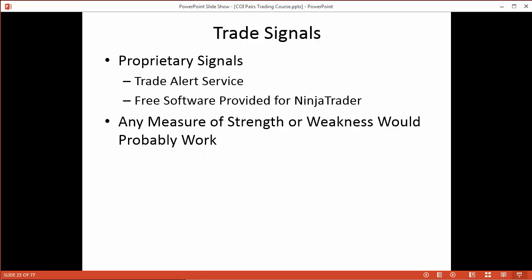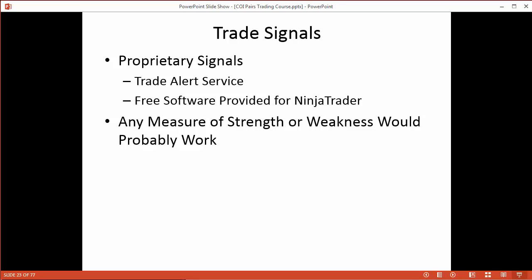The other way we filter our list of stock pairs is from the signals we generate. Our trade alert service will alert you to situations where pairs are ripe for entering, and also will give you the exit signals when it's time to exit a pair. Now the entry is based on some proprietary signals that we've developed, and basically we're looking for strength or weakness in one side of the pair and strength or weakness in the other side. So ideally we want one side to be strong and the other side to be weak. That signals an opportunity for us to enter the pair as a trade.